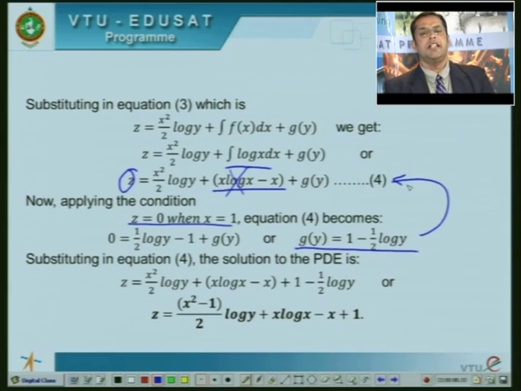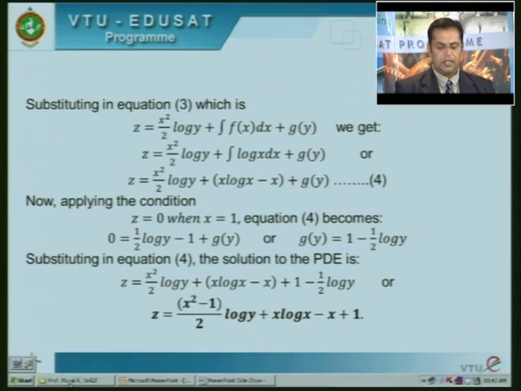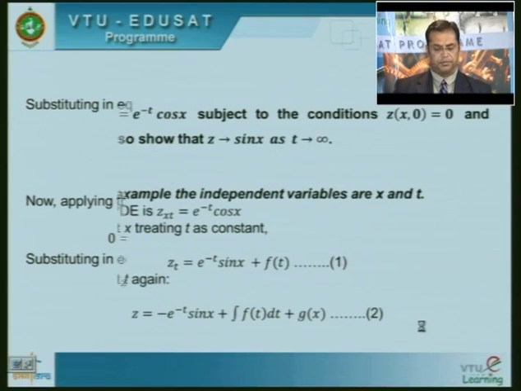Let me remind you friends, again it is a particular solution. So, finally, you have z equal to x square by 2 log y plus x log x minus x plus g of y replaced by 1 minus half log y. You can do a simple arrangement here. Observe that the first and last terms have common factor half. So, take half out, you get x square minus 1 into log y plus x log x minus x plus 1, which is the required solution.